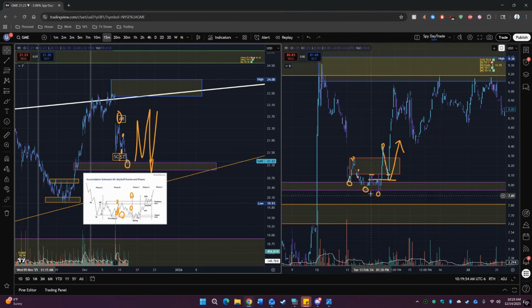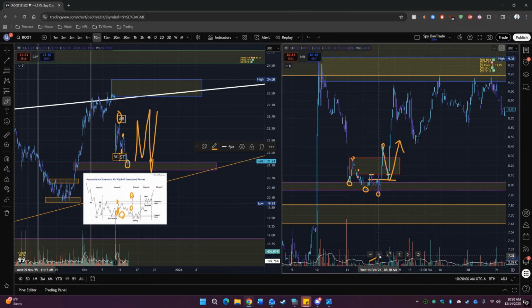I want to see, as we hit these lower lows, like look on Root here, as we hit these lower lows, we started to see expanding green volume into the spring and into the backtest. It's great, fantastic. That's what I'm looking for right now on GME if it were to continue to do this into the spring.